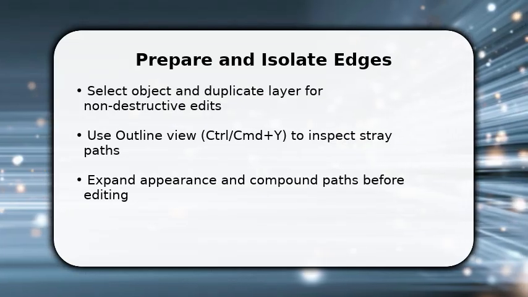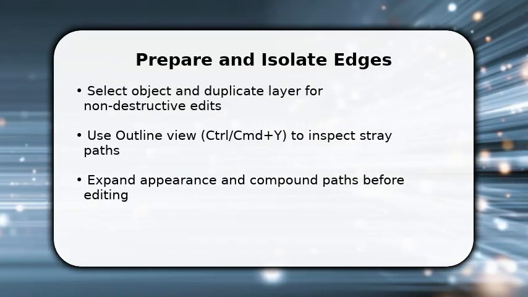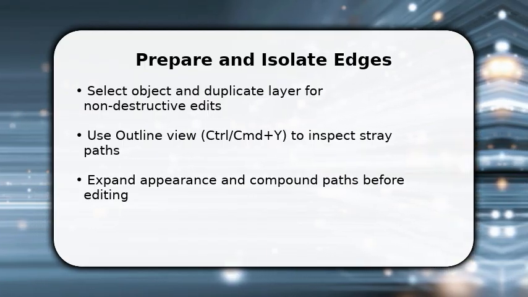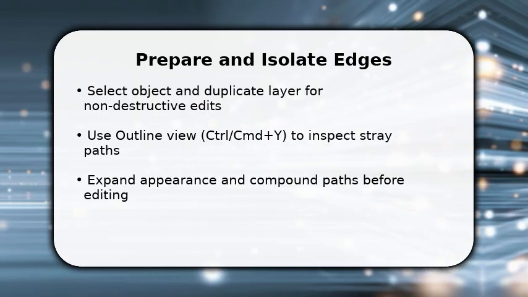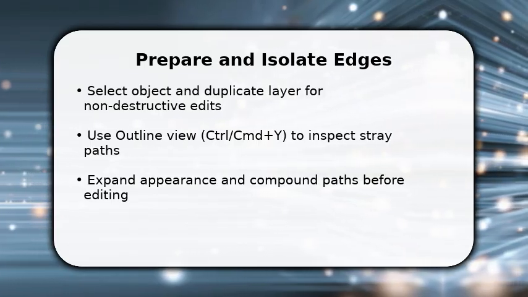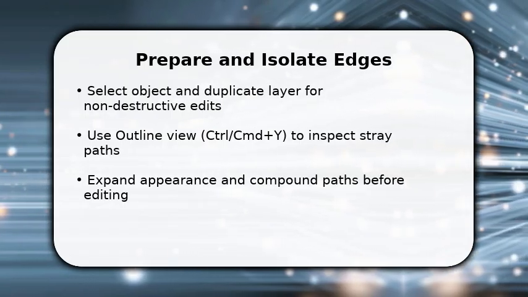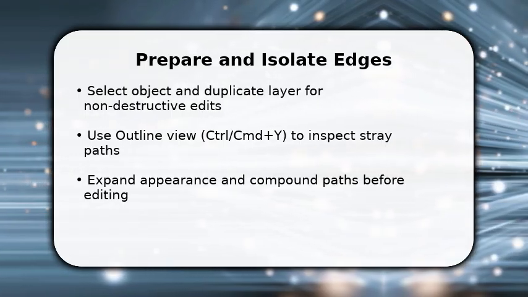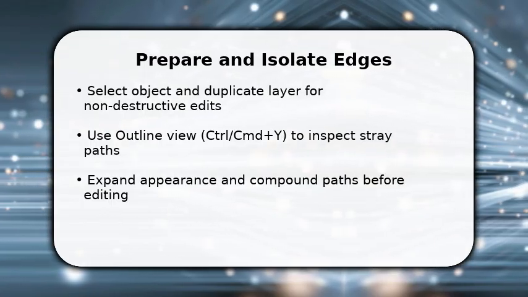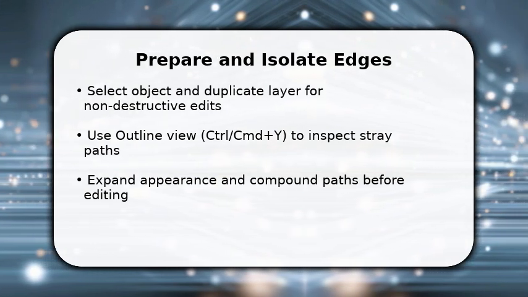You start by isolating the area to fix. Duplicate the layer and hide the original so you can always revert. Once isolated, switch to outline view to reveal hidden anchor points and stray segments that cause bad edges. Make sure to expand appearance and release compound paths where necessary so individual paths are editable. This prevents surprises later. You're doing this to control geometry before smoothing or aligning. Once done, you'll have clean, editable outlines ready for precise edge correction.